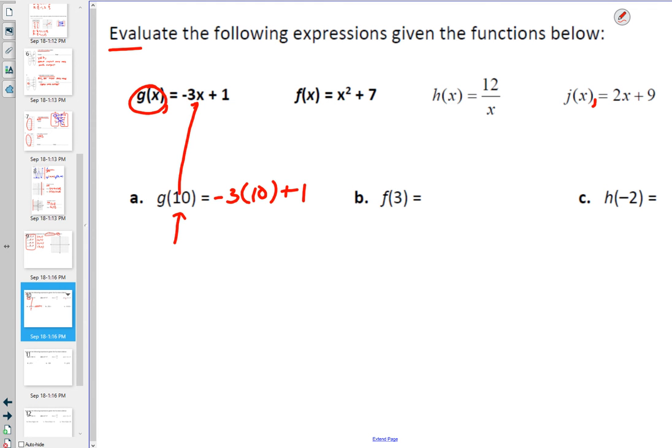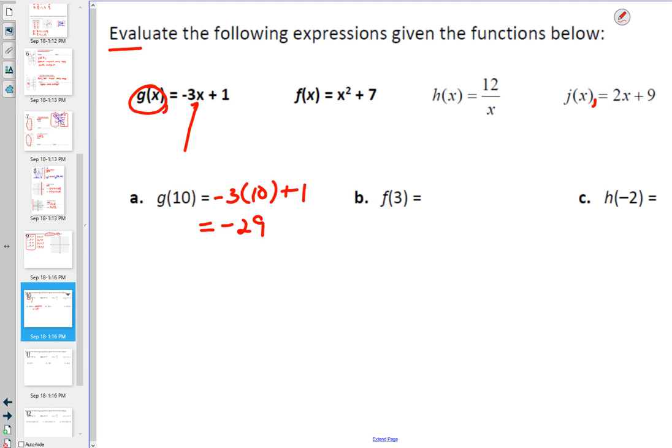This used to confuse me when I was a kid because since middle school I have been taught parentheses means multiply, parentheses means multiply. So I wanted to multiply here and put like 10G. But no, when you do evaluation, all your work is on one side. So I'm not going to do anything on the left. The left just stays G of 10. What's negative 3 times 10? Negative 30. Plus 1 is negative 29.